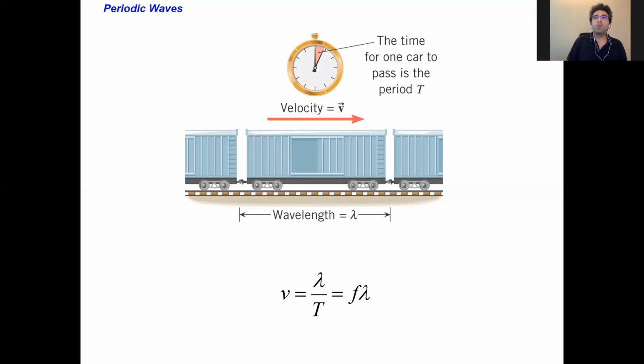Now, if you know two of these three variables, you can find the third. So if you know the frequency and the wavelength, you can find the speed of the wave. If you know the speed and the frequency, you can find the wavelength. If you know the speed and the wavelength, you can find the frequency.